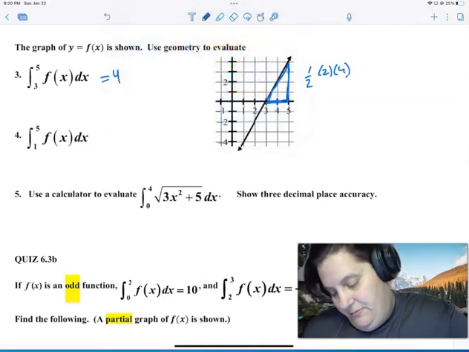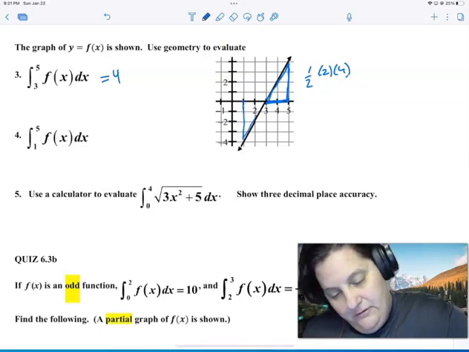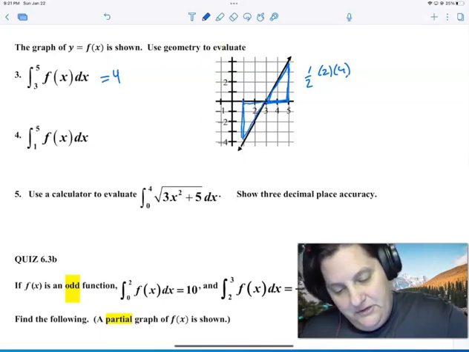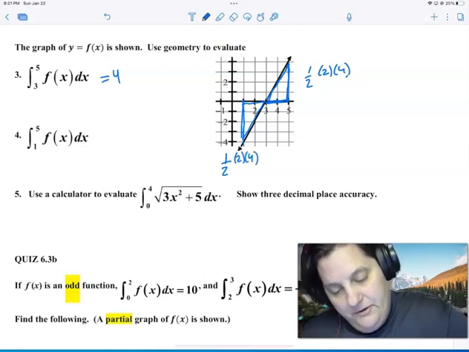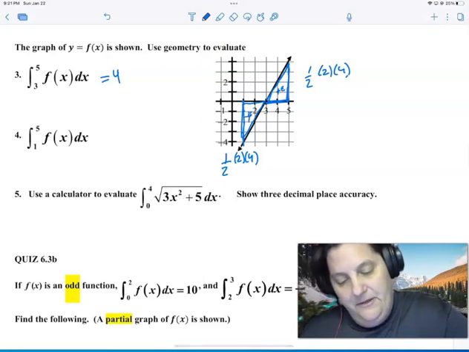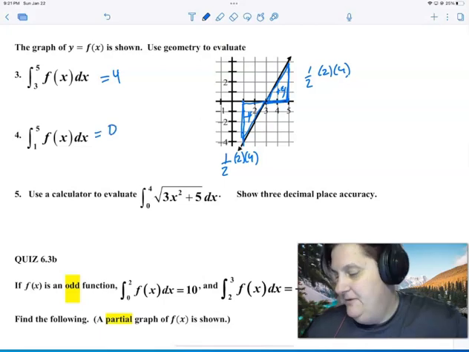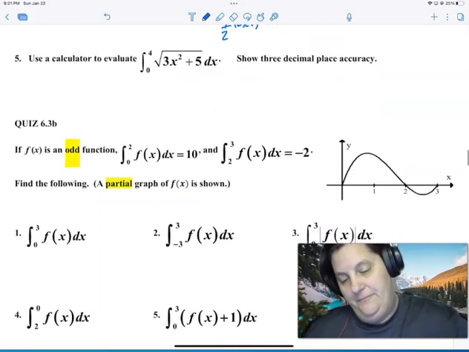Okay, now if I do this little part down here, that's also 1/2, the base is 2, the height is 4, so that's 4, but that's negative because it's on the bottom. That's positive because it's on the top, so that will go to 0.